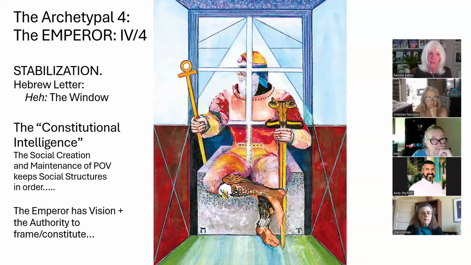When we share the same perspective, we share the same point of view, and we're going back onto the window the emperor is looking through. On this card, the emperor is looking through that window, which is triangular and is in the middle, but it's also framed in a square, and the emperor is the window. You can see it integrated with the window. Okay, so the emperor has the vision and also has the authority to frame and constitute the vision.